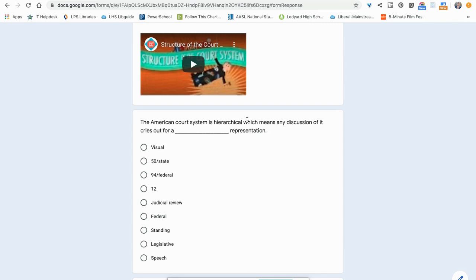I hate this word, hierarchical. That word right there, hierarchy, I can say that one. Why can't I say hierarchical? You catch my drift. Which means any discussion of it cries out for a blank representation. So is that a visual representation, a 50 state representation, 94 federal representation? Hey, here's a hint. The ones that have 2 blanks are going to be either this one or this one. All right. Does it cry out for 12 representation? Does it cry out for a judicial review representation, for a federal representation, a standing representation, or a legislative representation?